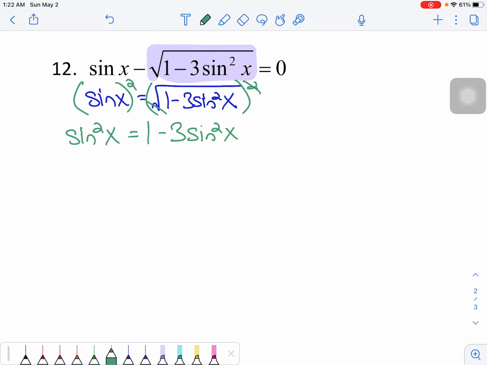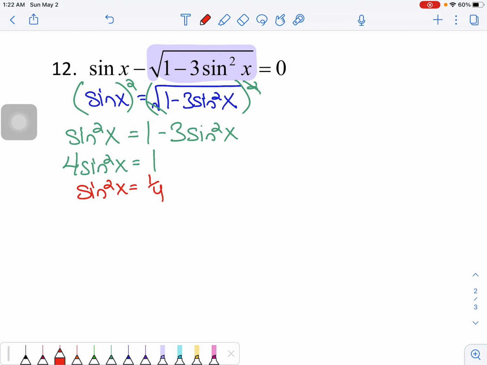I'd like to collect all of the sine squared x's to one side, so I'm going to add 3 sine squared x to both sides. So 4 sine squared x is equal to 1. Let's divide both sides by 4. So sine squared x is equal to 1/4. We actually did a problem just like this, I think on the first video. So I'm going to take the square root of both sides. We get the sine of x is equal to plus or minus 1/2.